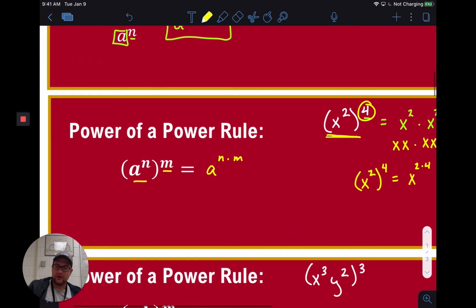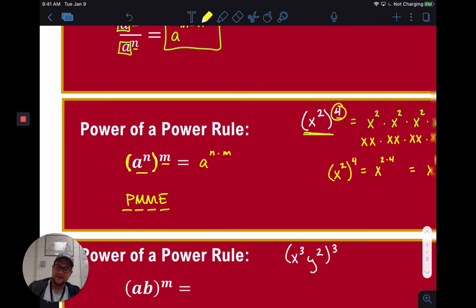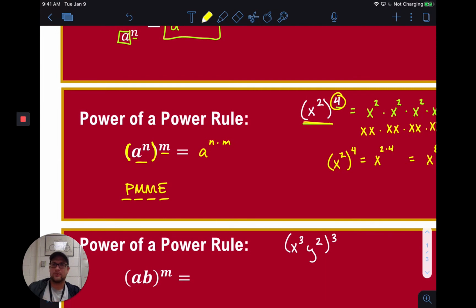This is going to be true in almost every problem whenever we're dealing with these exponent problems where we see parentheses. Whenever you see those sets of parentheses there, those parentheses are going to be your clue to tell you to multiply exponents. In the past, I've had students that like to use the mnemonic PMME. Parentheses mean multiply exponents. Anytime you see parentheses, you know that you need to multiply exponents together. All of the exponents on the inside by that outside exponent.